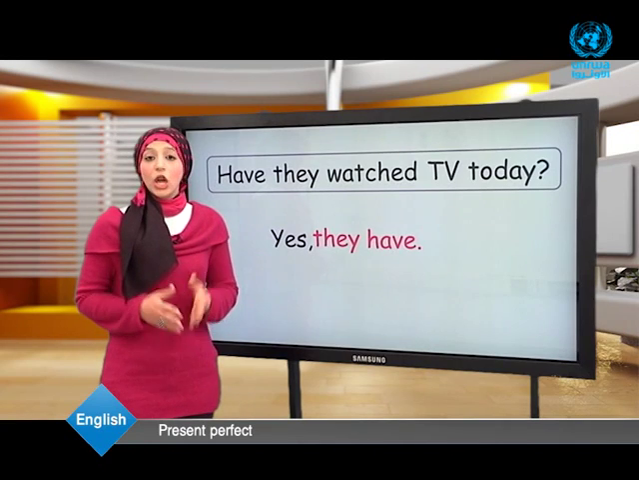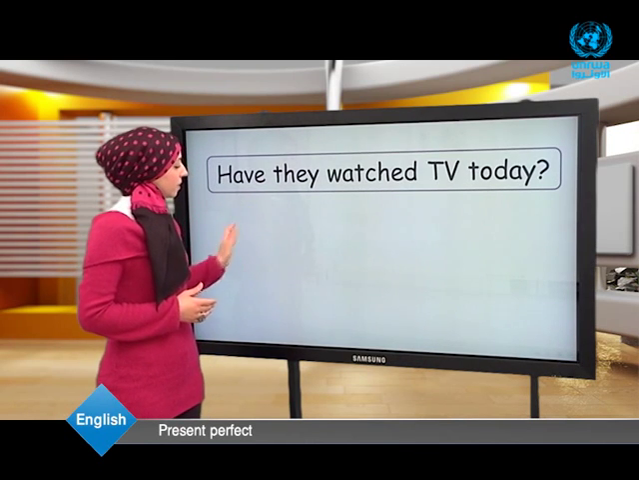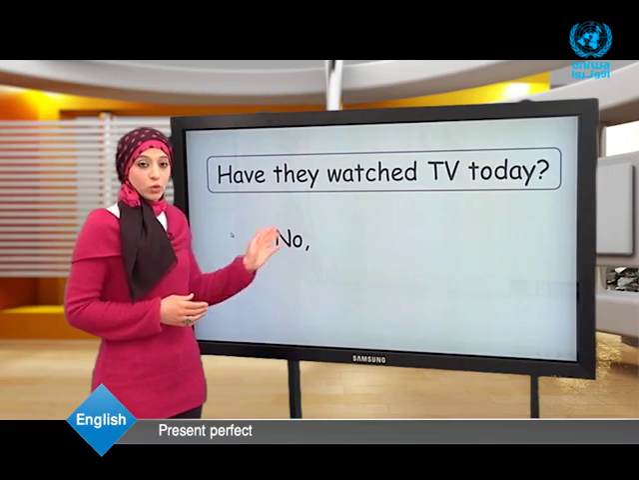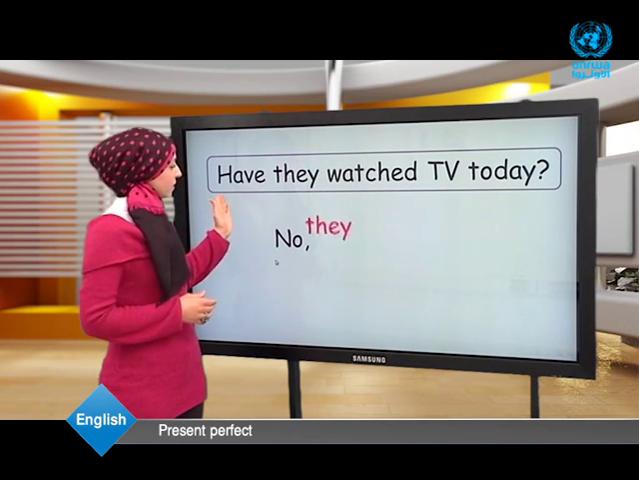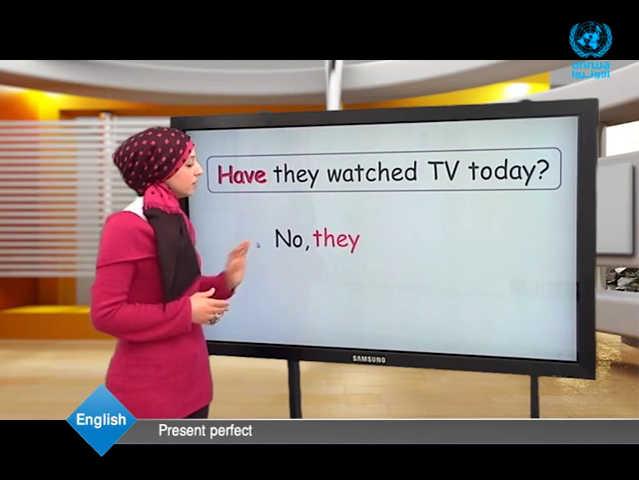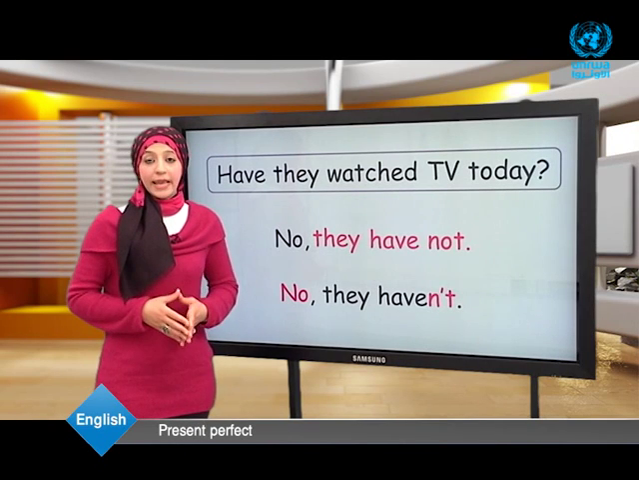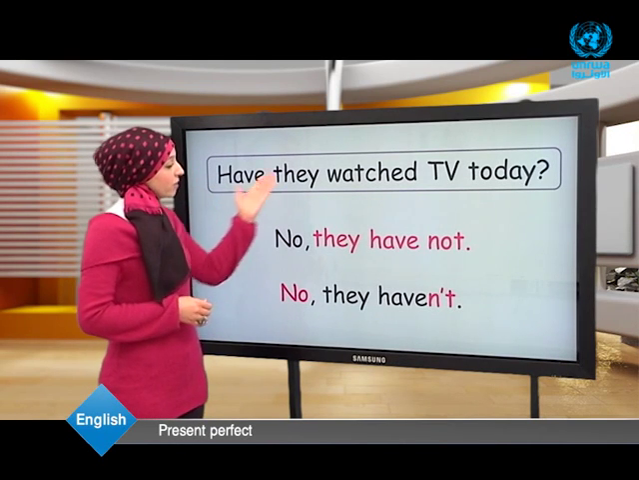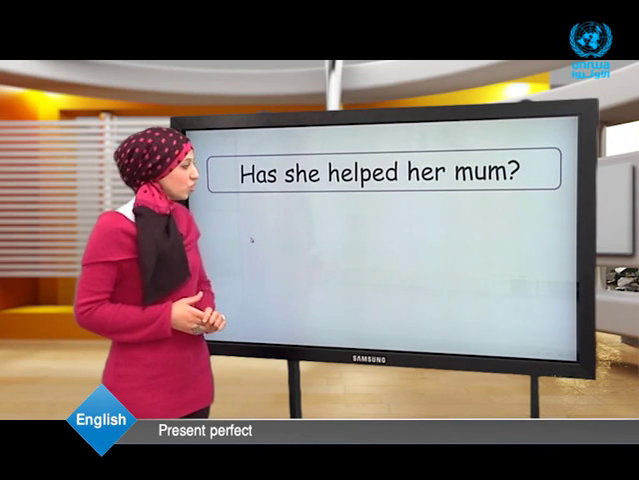If you want to answer the same question but with no, also after no, we should use the subject, they. After they, the helping verb plus not. No, they have not. And the short form, no, they haven't. Now let's read again the question and the answer. Have they watched TV today? No, they haven't. Let's answer another question.